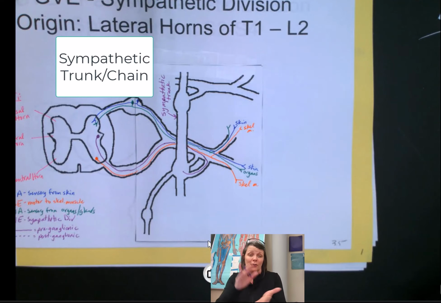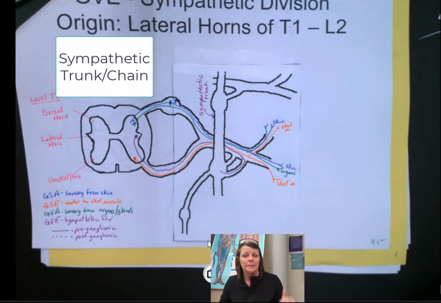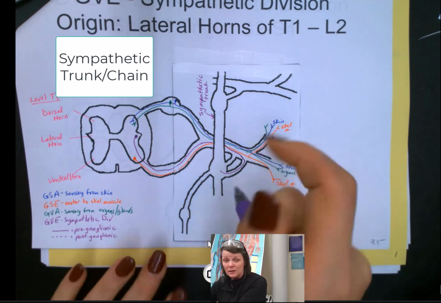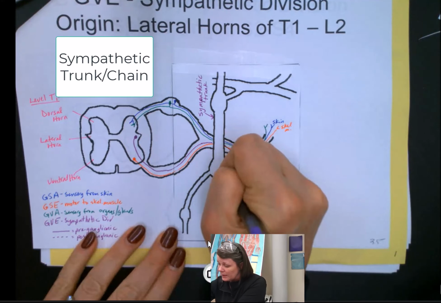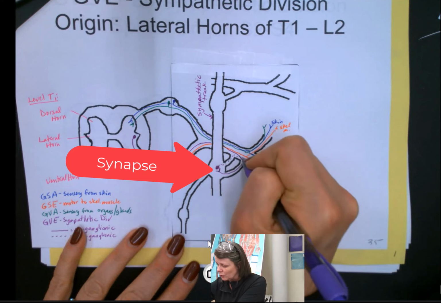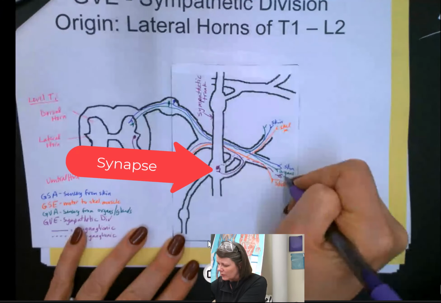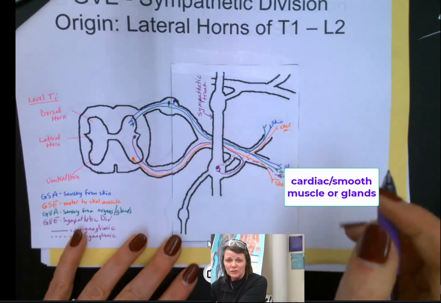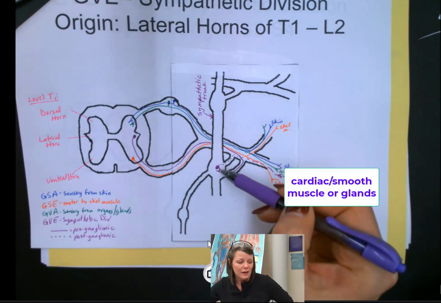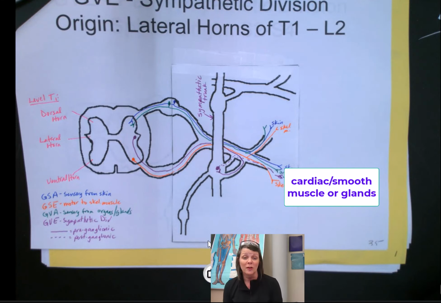Sympathetics are the fight or flight part of the autonomic nervous system, which means it has to be able to get to the whole body. There's 3 things that can happen. The 3 things that can happen is we can, in this sympathetic chain, we can synapse right there, and then our postganglionic is going to rejoin, and it's going to go to cardiac or smooth muscle. So it's going to enter the sympathetic chain, and it's going to come out at the same level to get to the cardiac or smooth muscle that it needs to go to.